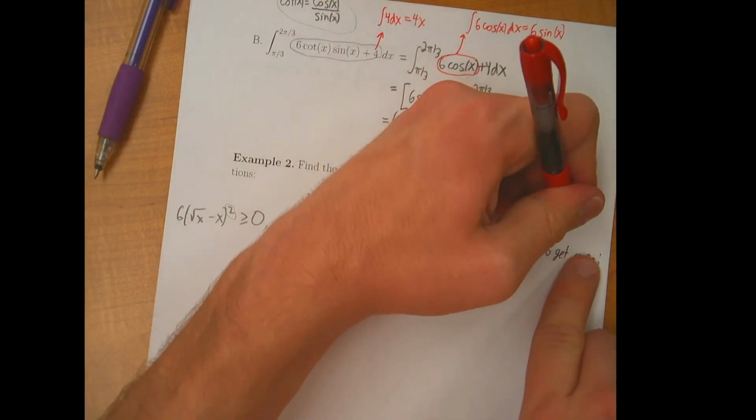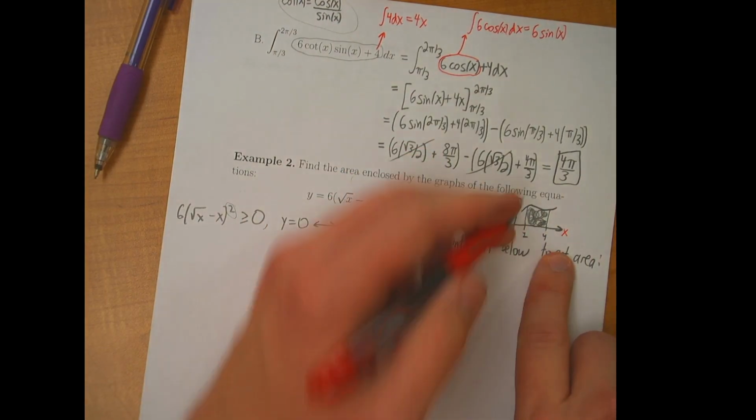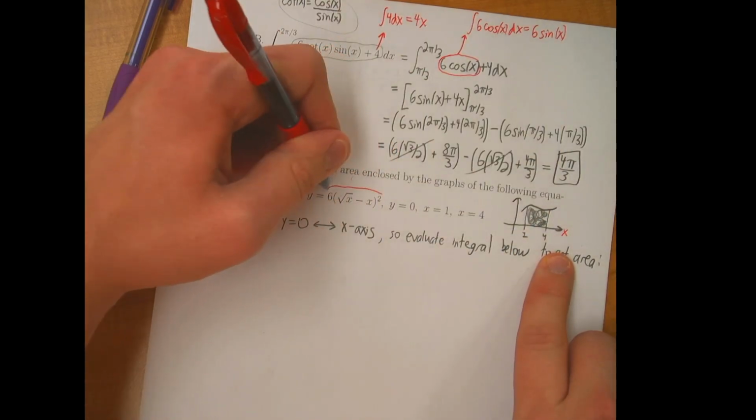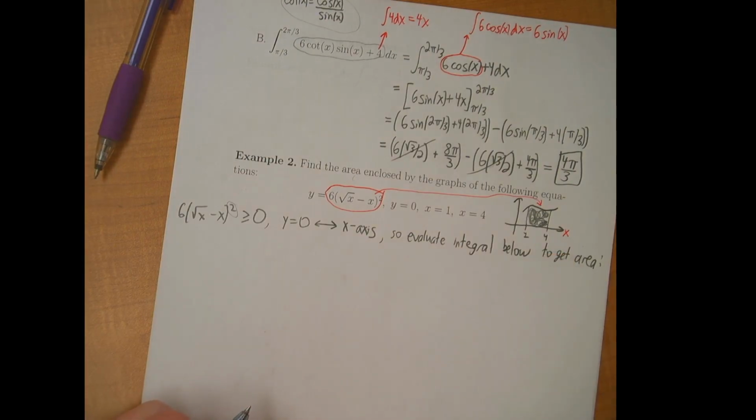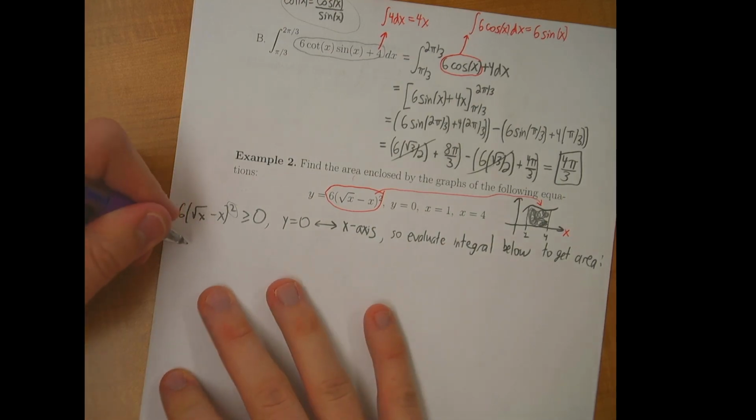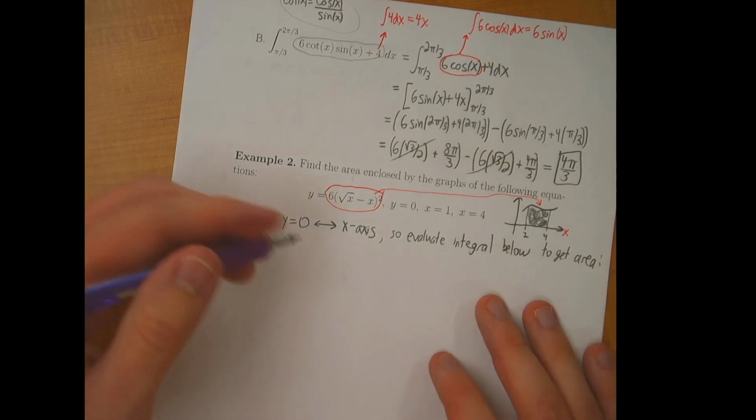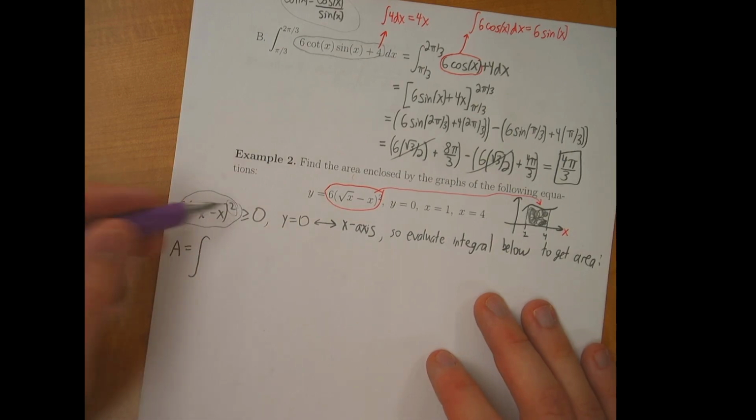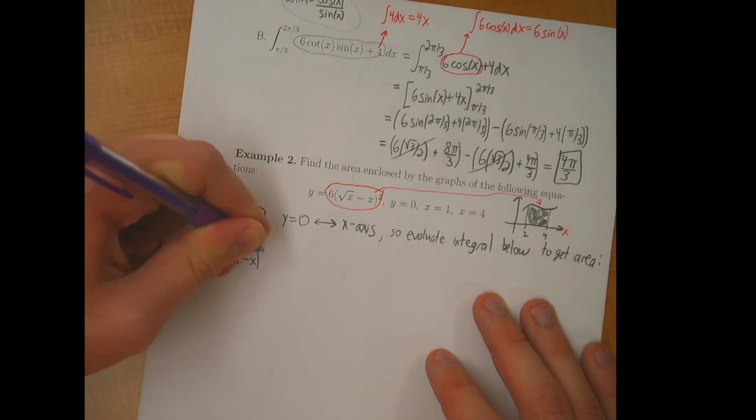So again, this is the x-axis. We have x equals 1 here and x equals 4 here. And the top curve here is just this guy right here. Based off of the applications we've been seeing on the definite integral, that means the area A should be the integral of this quantity 6 times the square root of x minus x quantity squared inside the integral.